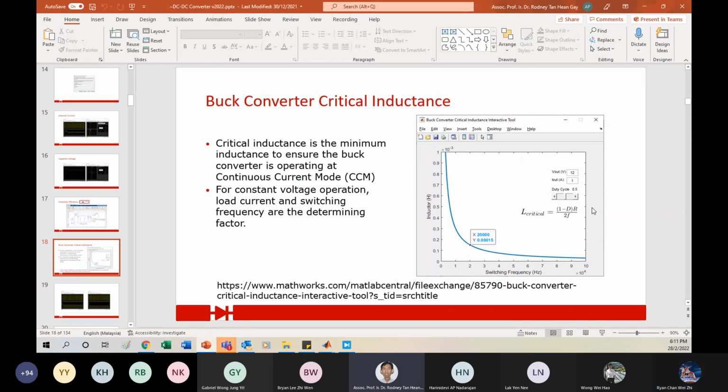All right. Now for the buck converter, there is a thing called the critical inductor. The critical inductor is the smallest inductor value you can use for your design, to ensure that the buck converter will be operating in what we call CCM, continuous current mode.